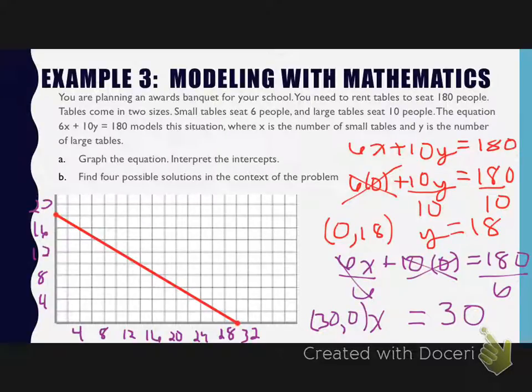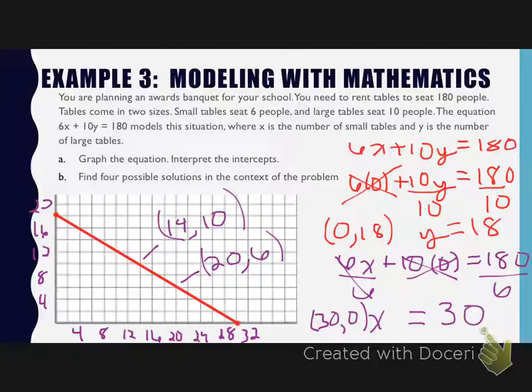And then part B is asking us to find 4 possible solutions in the context of the problem. So if you're looking at this, you could find some other solutions. You could just look at where it crosses an x. Like here, it crosses at the point (14, 10). That would be a solution. Another place it crosses is right here at 26. So that would be another solution.